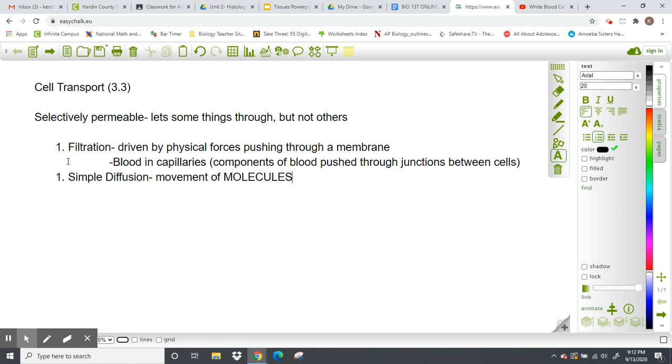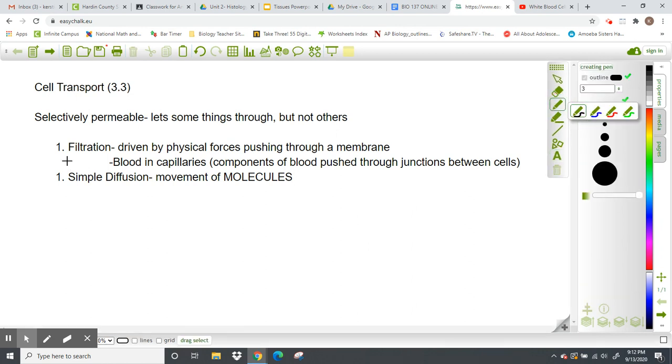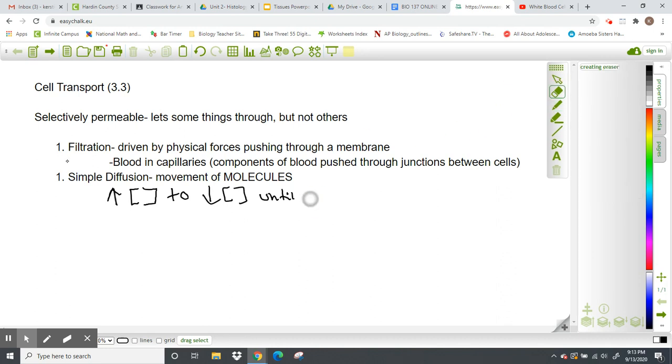So essentially, and here's where I'm going to try to write as neat as possible, when we have simple diffusion, we're moving from an area of high concentration. If you're not familiar with this shorthand, two closed brackets around each other is a shorthand for concentration. So all molecules will move from an area of high concentration to low concentration until equal.